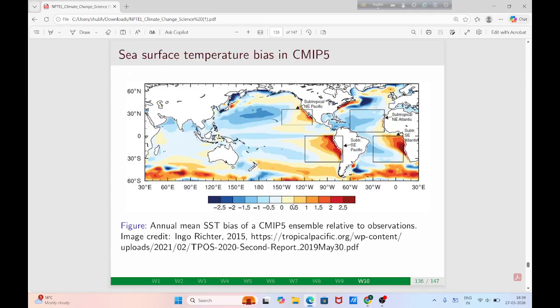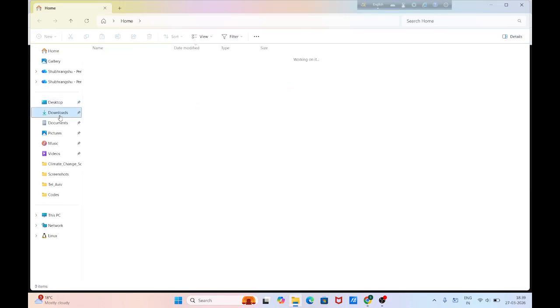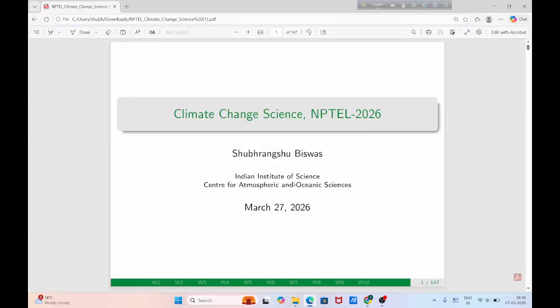Next, we have just shown this slide. There is a CMIP5 case, CMIP5 scenario, sea surface temperature. CMIP stands for Climate Model Intercomparison Project, and it is the 5th generation. They release different editions of the model, so that is why it is named upon different cases.